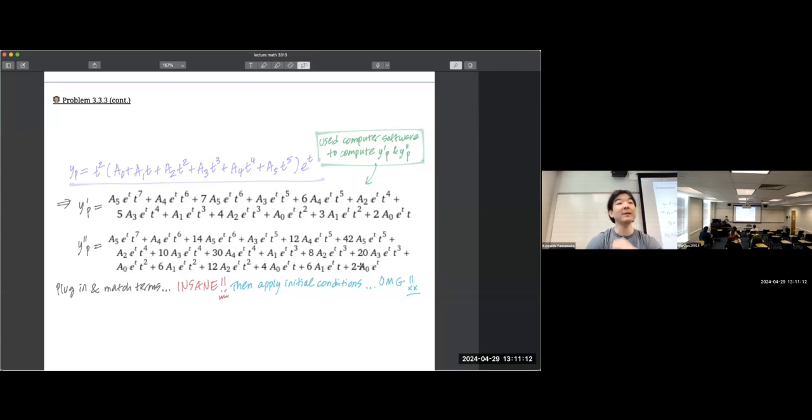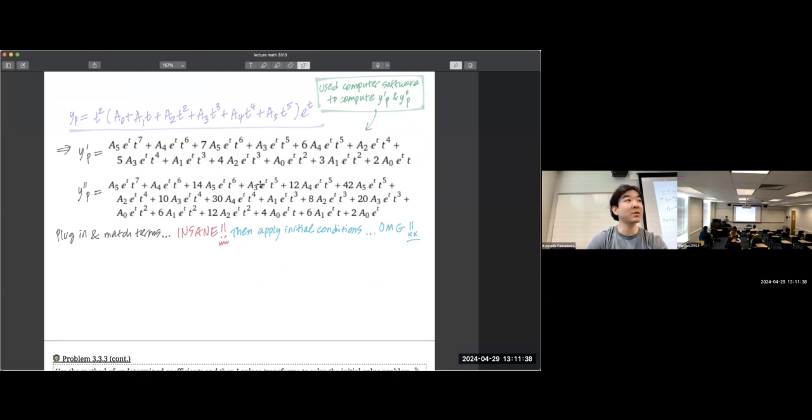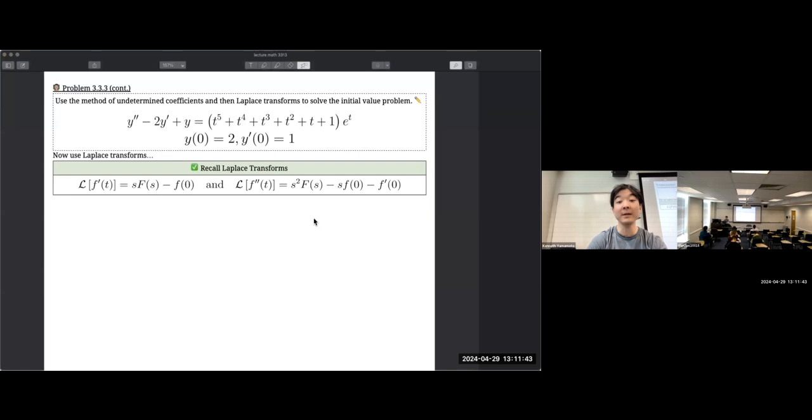And then you'll have to plug this in and match terms on each side. How many coefficients are there? There are 6 undetermined coefficients, right? A0, A1, A2, all the way up to A5. So there'll be at least 6 equations when you try to match each side. You'd be doing this for hours, and you'll probably make a mistake in the meantime. So we're going to use Laplace transforms to solve this instead, and it turns out to be quite easy.